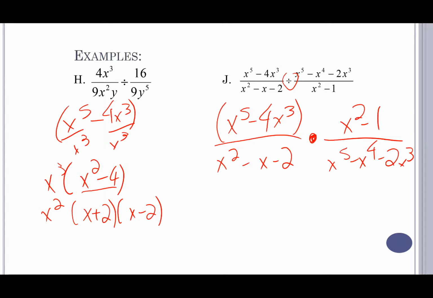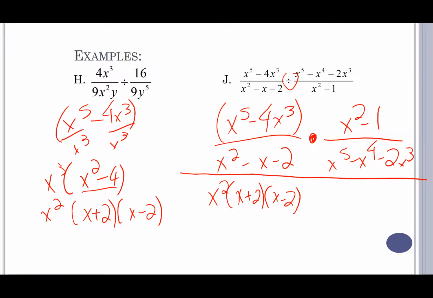So my numerator on the top left is x squared on the outside, and then (x plus 2)(x minus 2). Let me put a little break here so you can tell the difference between them. So that's the top left.